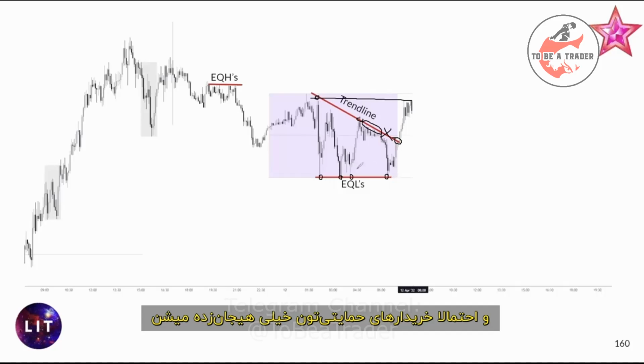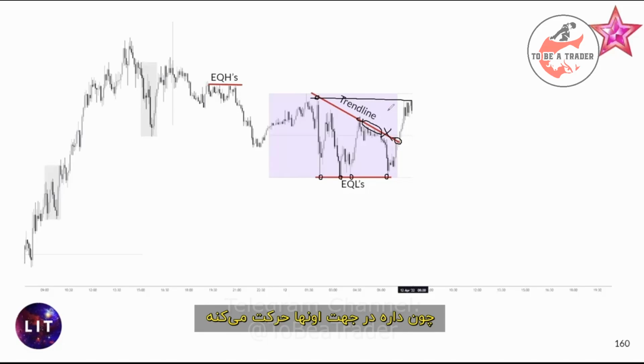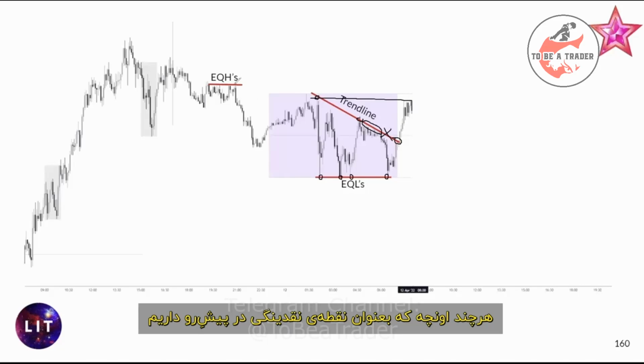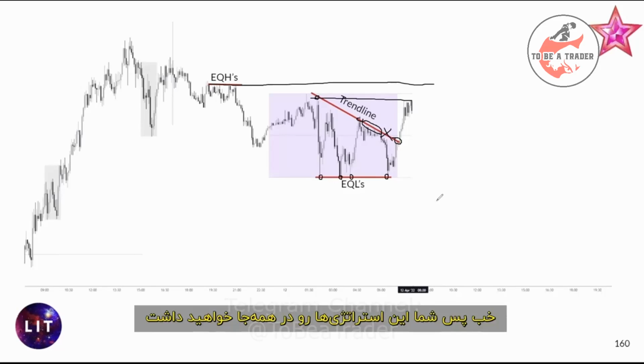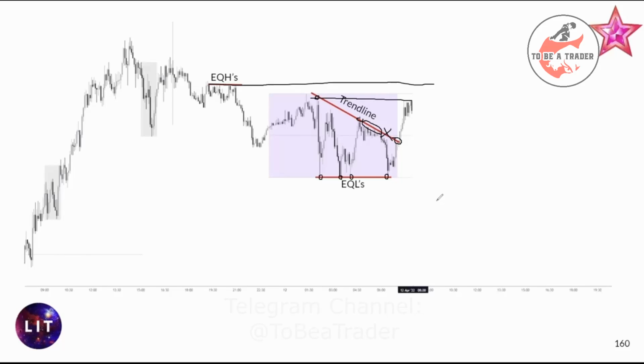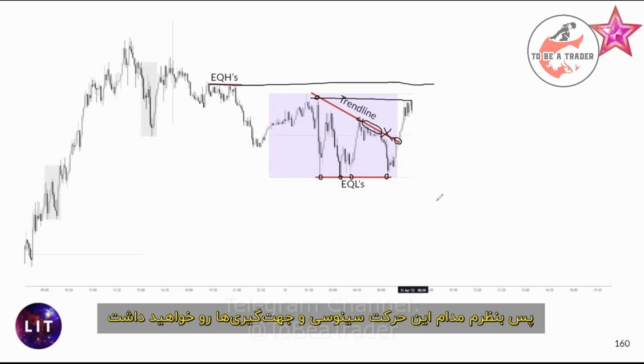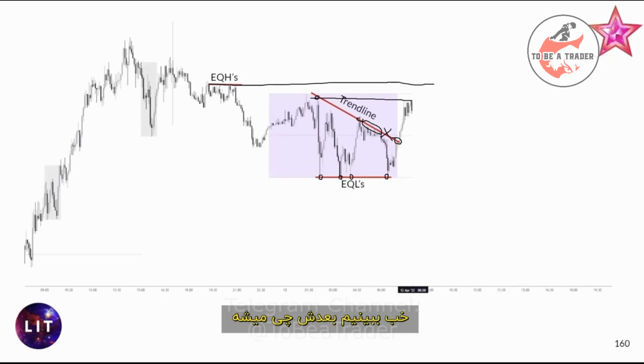Now, of course, your support buyers are probably very excited because it is going in their direction. However, what we have upcoming as a liquidity point as well is these equal highs. So you likely will have people wanting to sell from this point as well. So you're going to get these strategies everywhere, with how different people perceive things. So you're going to get this constant up and down movement and bias, I guess. So let's see what happens next.